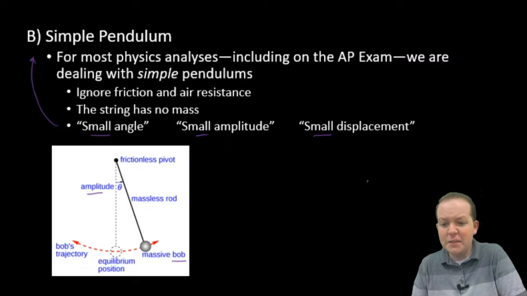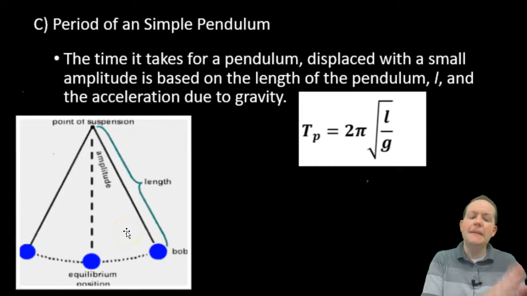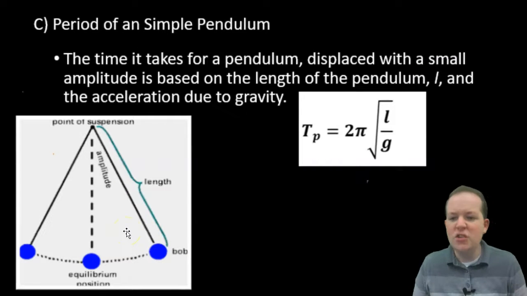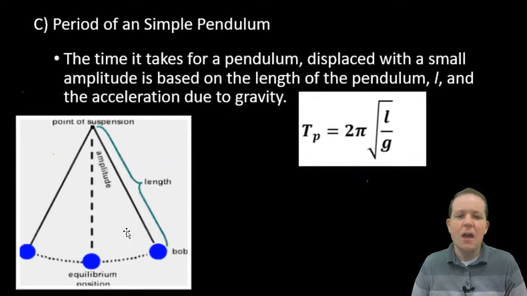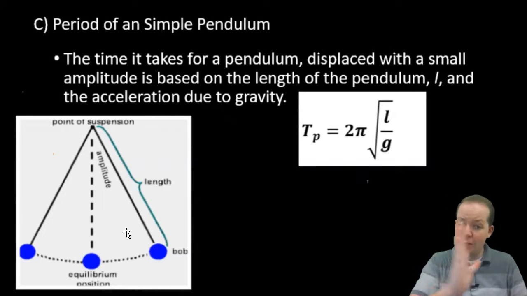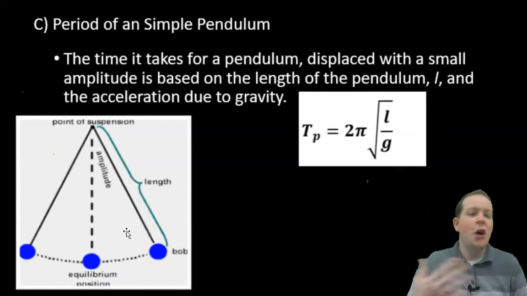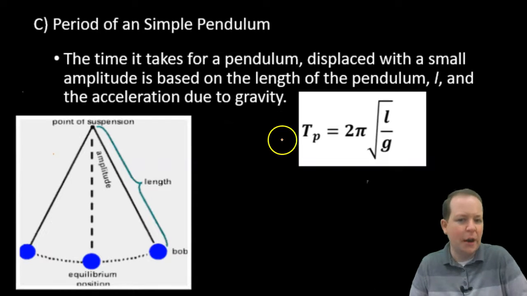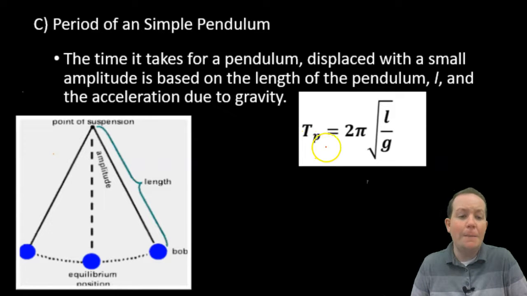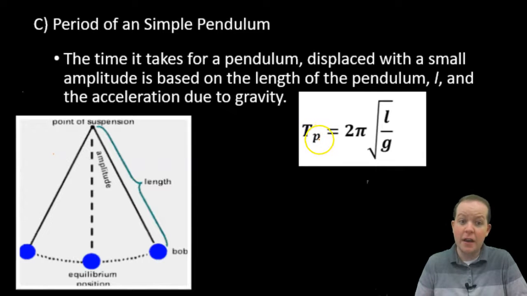All right, I think this is my last slide. For a simple pendulum, not only do we have those certain assumptions, we kind of ignore the mass of the string and that stuff, but there's an equation for the period, the amount of time for one cycle of a simple pendulum. We're not going to derive this equation. Don't worry about where it comes from. But the period for a pendulum, and I took this from the AP Physics sheet itself, uppercase T here for period.